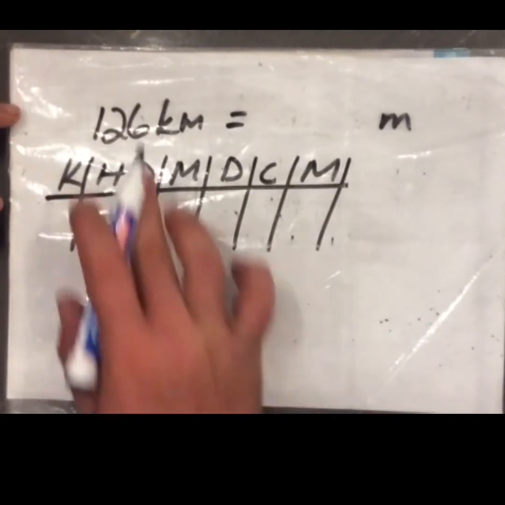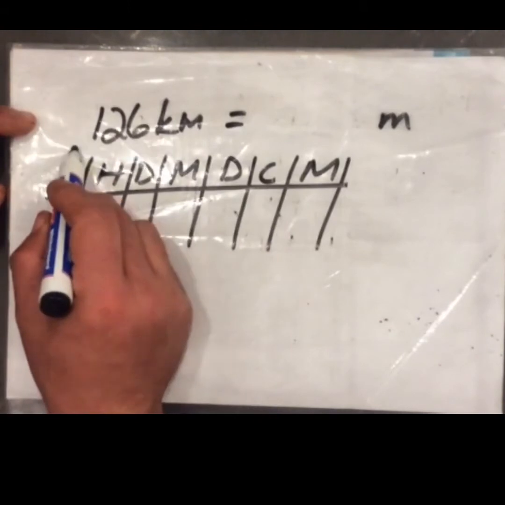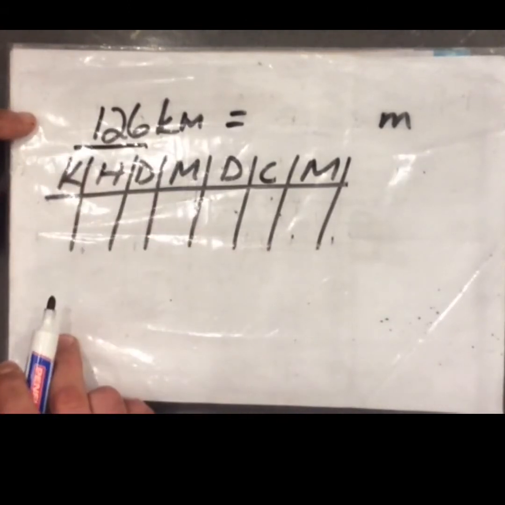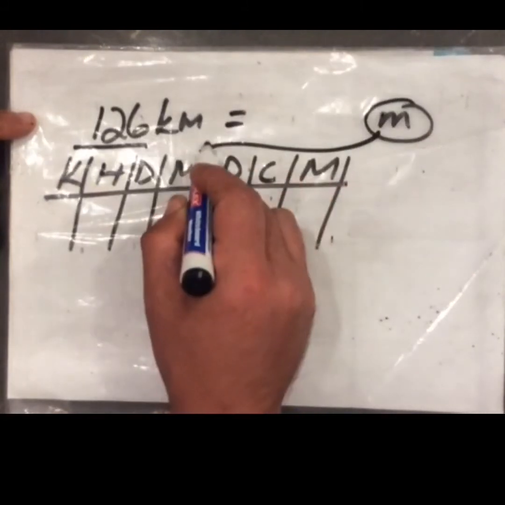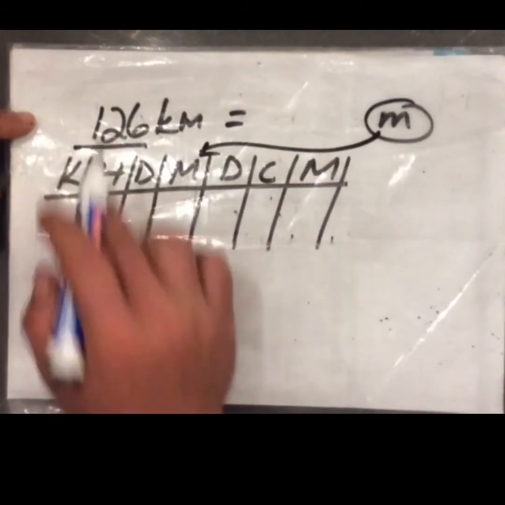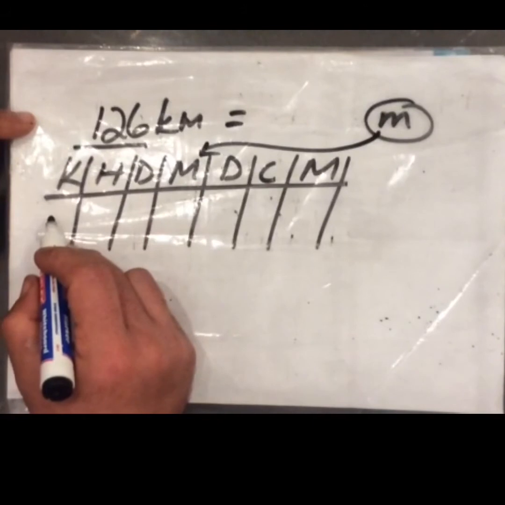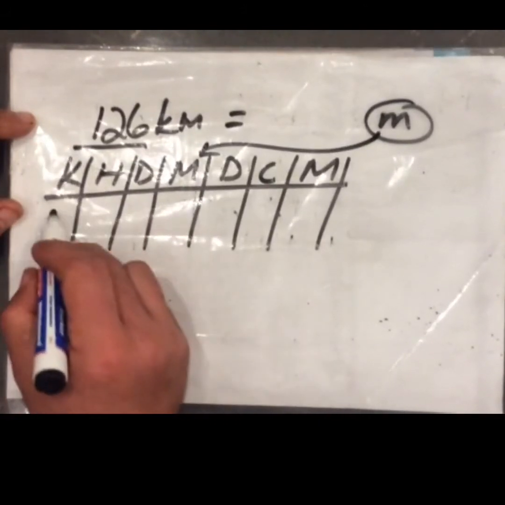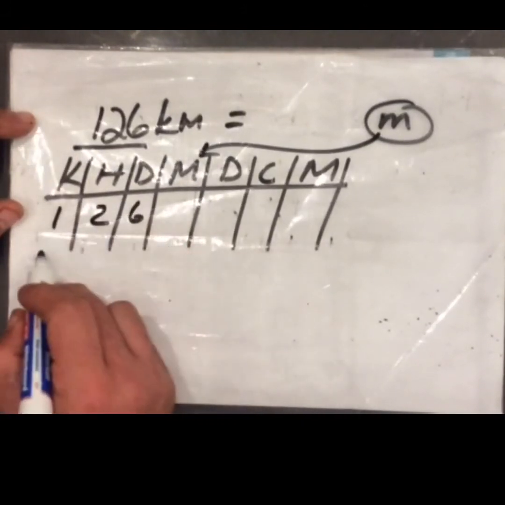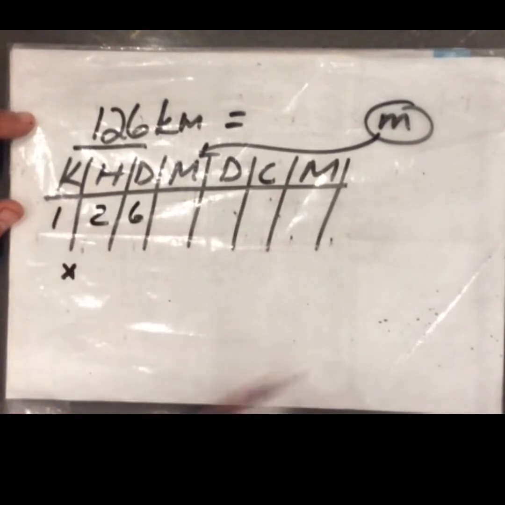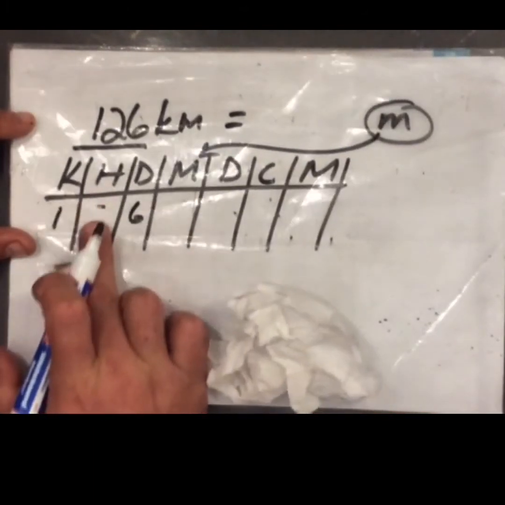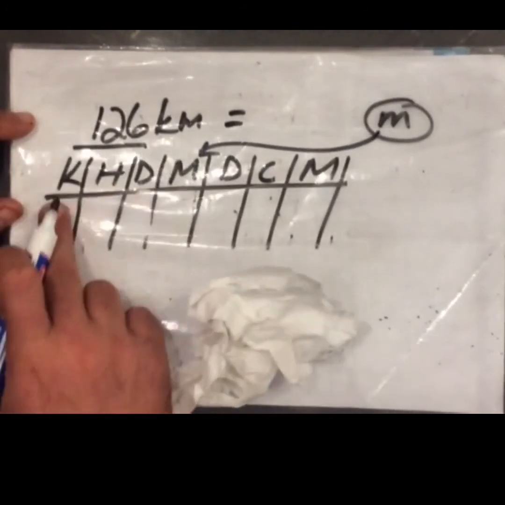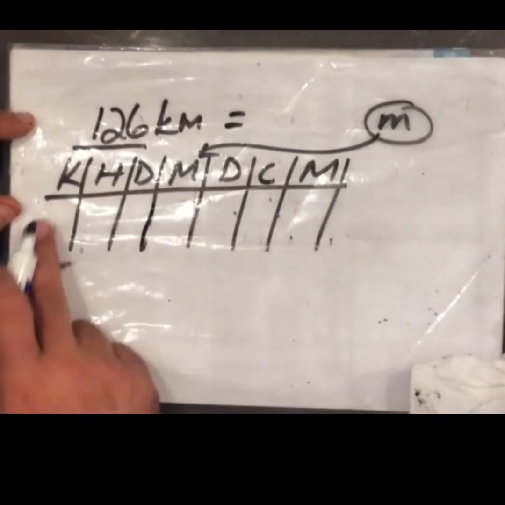Alright, so 126 kilometers. Now, important to understand now, this 126 is not going to fit into this table. It's actually only going to fit into the one part of the table. Remember we're trying to see how many meters is this 126 kilometers. So we're not going to write it like that. That is incorrect, because that is not 126 kilometers. That's actually just 1.26 kilometers. So we have to understand that 126 kilometers is actually all in that one section.